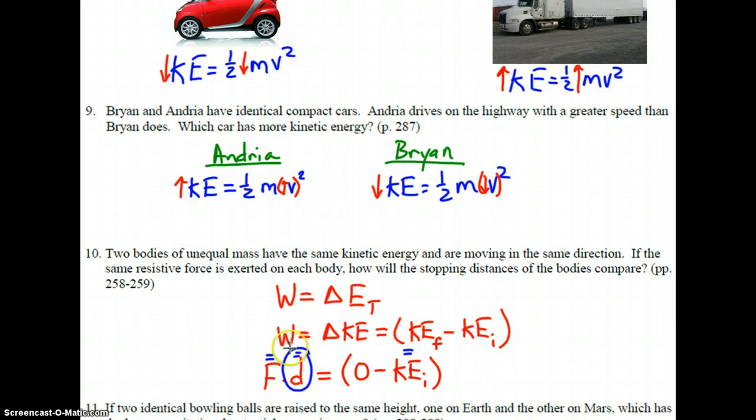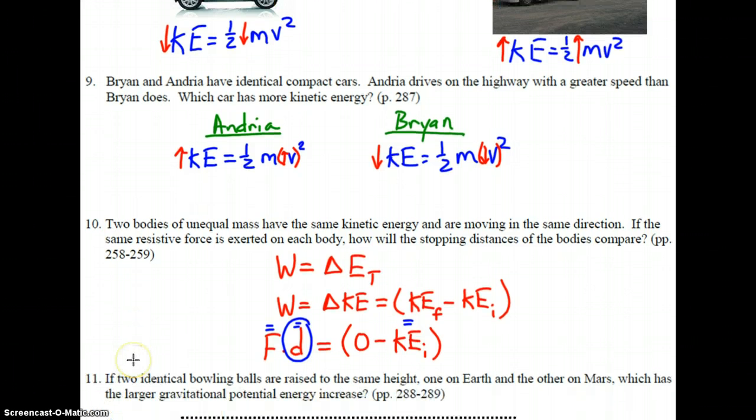The equation for W is F times d. And so our equation boils down to F times d equals, well, our final kinetic energy is 0 because the objects stop, as indicated in our problem. And we're told that they have the same initial kinetic energy. So if they have the same initial kinetic energy, and they both experience the same resistive force, then the displacement that both bodies undergo also has to be equal.